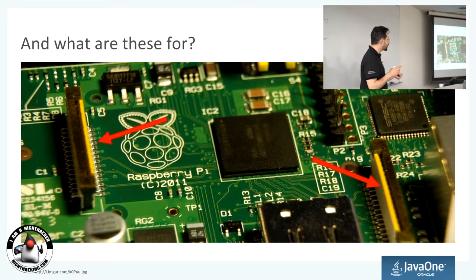So one of them's for a camera. You have a little pinpoint camera that's attached to it. And the other one's for a display. So you can hook up a touchscreen display. The Raspberry Pi Foundation sells a 7-inch display. One is a camera and one is a display.